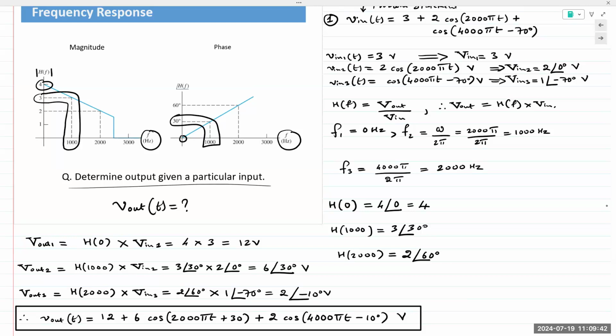What do you notice about the values? Let's take a look at V in 1. V in 1 is 3 volts. What is V out 1? 12. So what is it that the circuit is doing? What is that network doing? Making it bigger. In technical terms, it is amplifying. It's amplifying the signal.